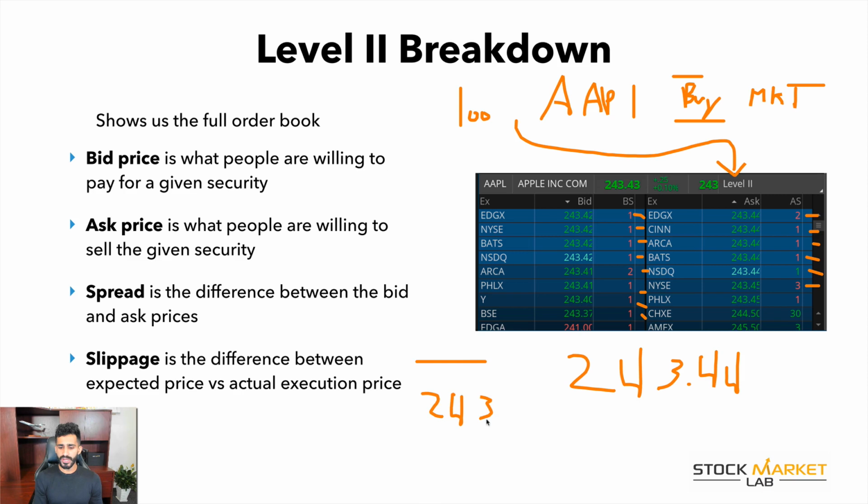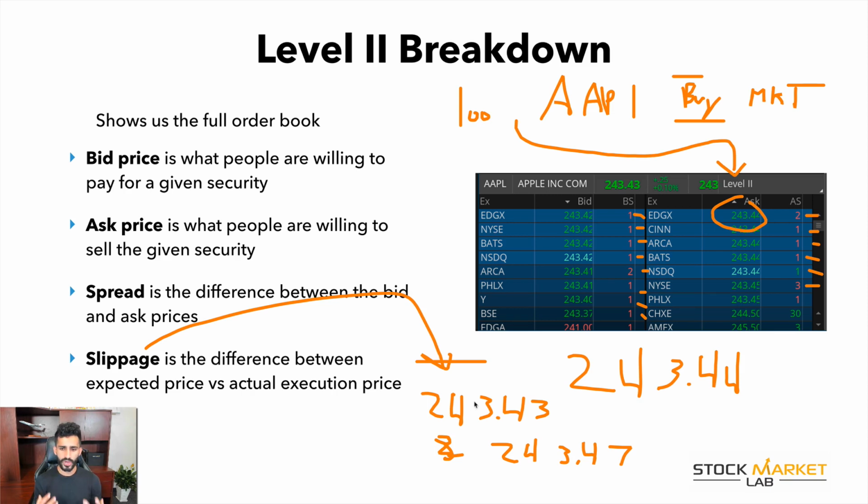It may even be 243.43. It might be cheaper, or it might be 243.47. Whatever number kicks in, that's the slippage. Slippage is saying I would expect that I'm getting it for this price, but I'm actually getting it for a higher or lower price. Now, some stocks, depending on what you're trading, have higher slippage, some have lower slippage, and paying attention to that right off the bat is extremely important.